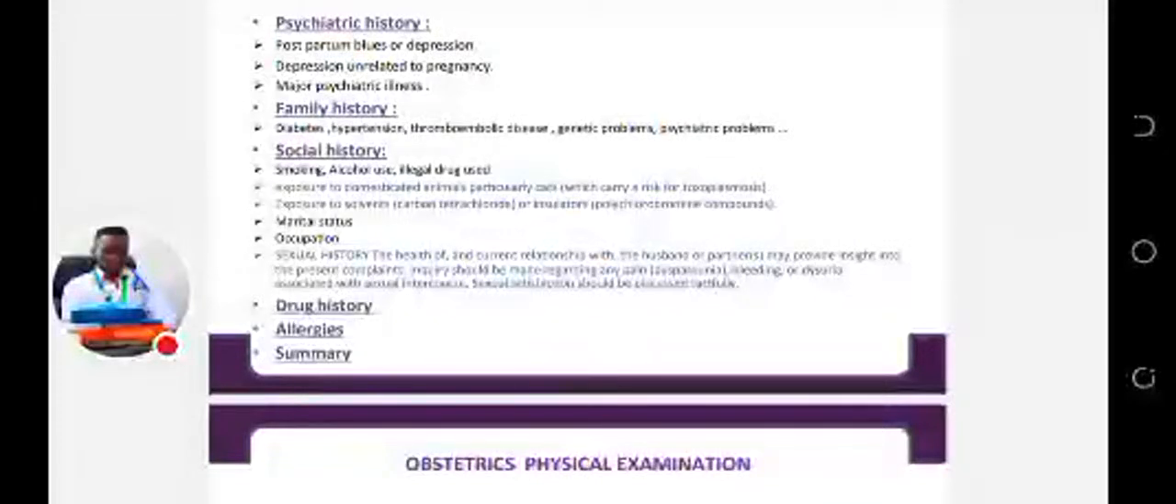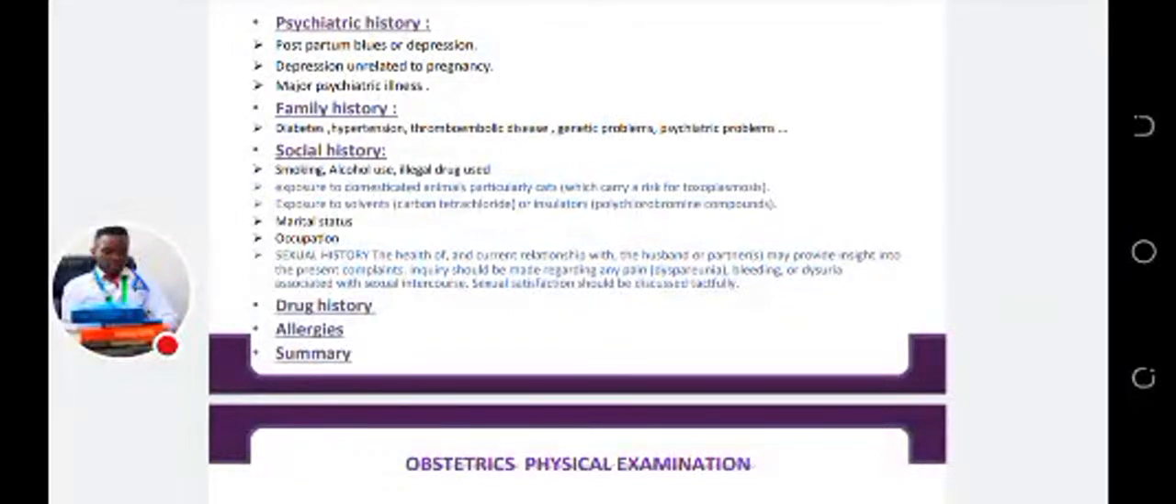Then also exposure to domesticated animals, particularly cats, which may carry a risk of toxoplasmosis. Remember these cats sometimes act as vectors where they usually carry pathogens. So you need to ask if your client has ever been exposed to domesticated animals, particularly cats. Then also exposure to solvents such as carbon tetrachloride, or insulators such as polychlorobromide compounds, or even polyvinyl chloride. All these things are very much cardinal under the social history.